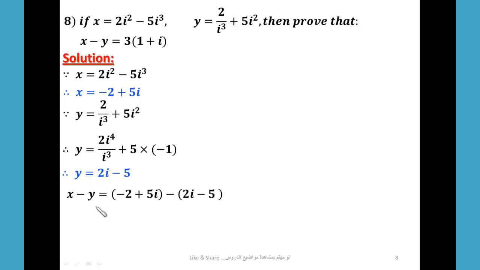Then x minus y equals negative 2 plus 5i minus the value of y in its simplest form, 2i minus 5. So negative 2 plus 5i minus, here we consider it negative 1, so we have minus multiplied by 2i, it is negative 2i, and negative by negative is positive 5. Now negative 2 plus 5 equals 3, and 5i minus 2i equals 3i. By taking 3 as a common factor, we have 3 multiplied by (1 plus i). So we have x minus y equals 3 multiplied by (1 plus i).